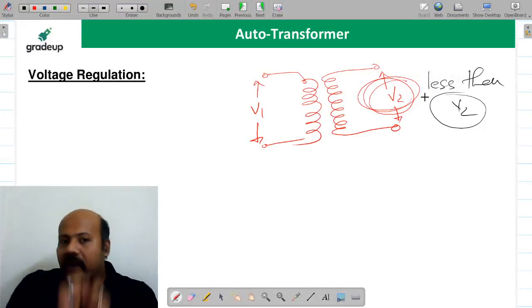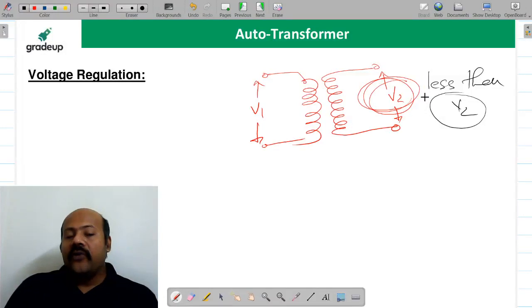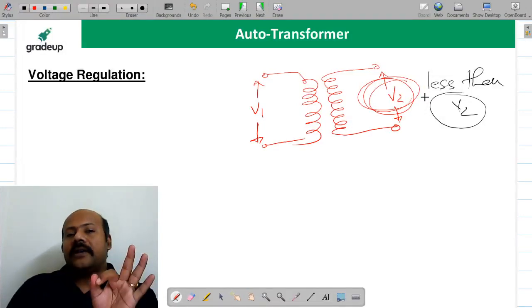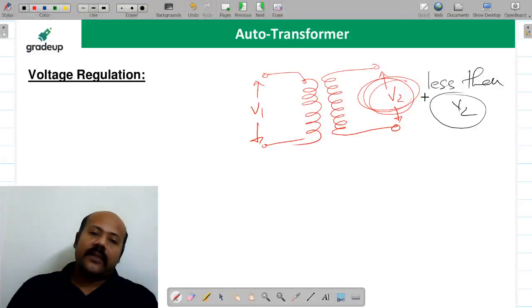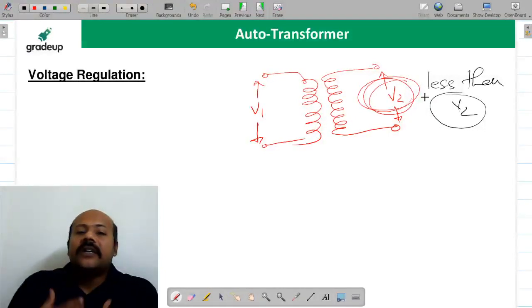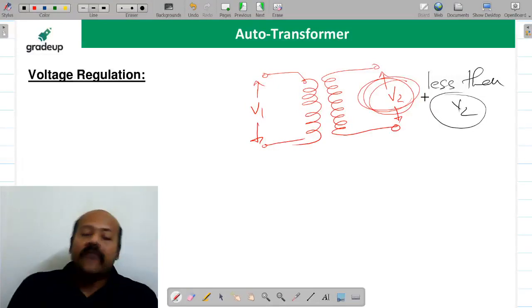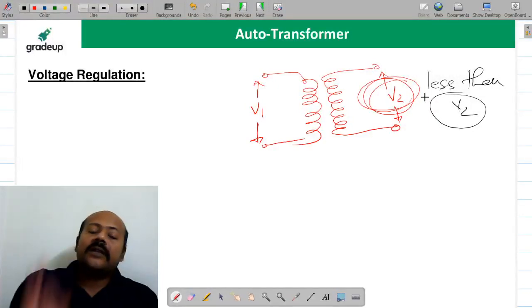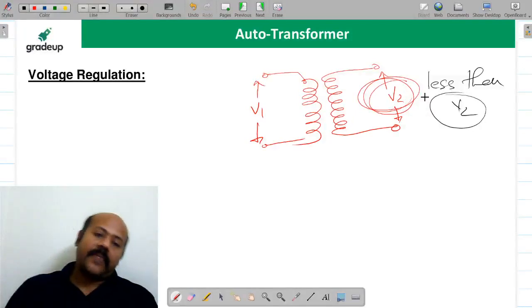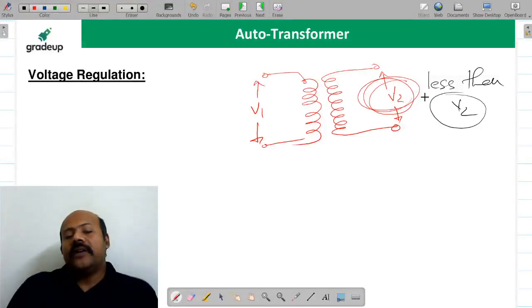So what you are going to do, you will perform the test in terms of voltage regulation criteria. You will check what is the voltage regulation of the transformer, and when you sell the transformer to the consumer, you will say this is the voltage regulation. So what is the meaning of voltage regulation?